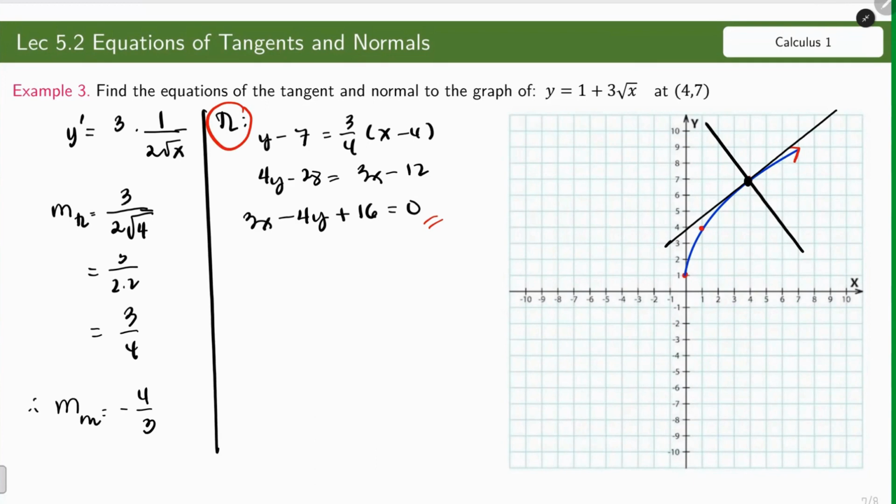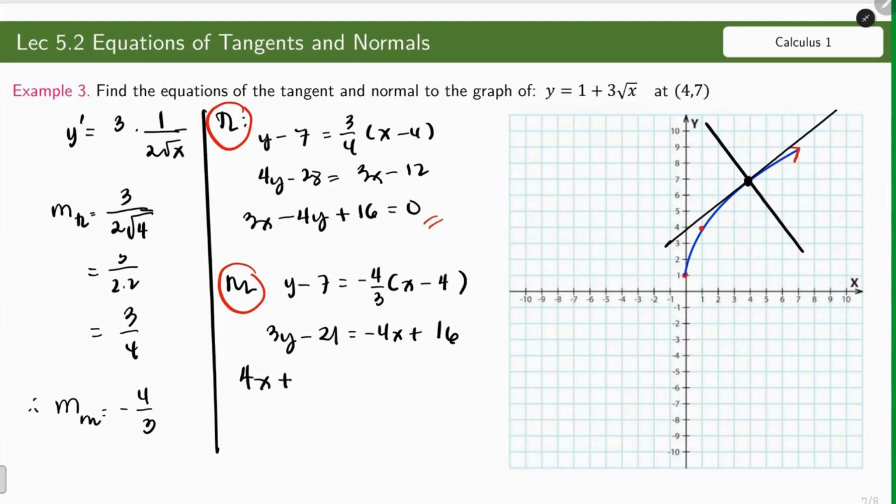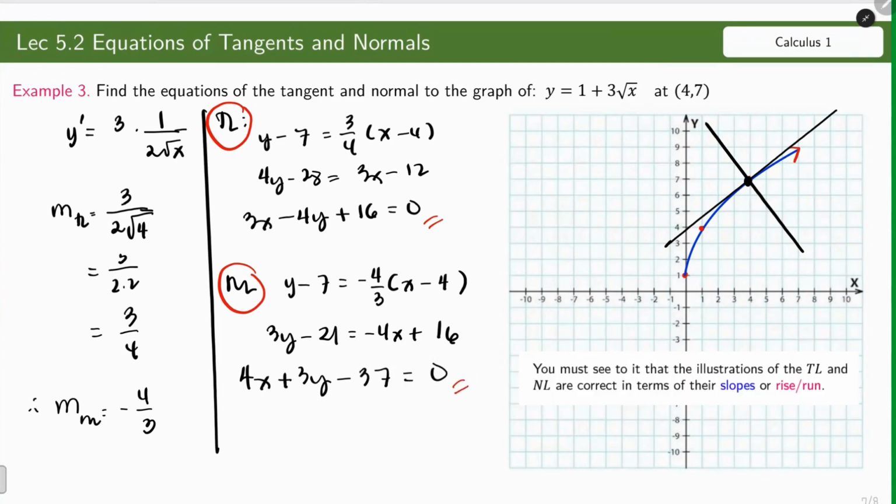For the normal line, we have y minus 7 is equal to negative 4/3 times the quantity x minus 4. Okay, we have 3y minus 21 is equal to negative 4x plus 16. Rearranging the terms, we have 4x plus 3y minus 37 is equal to 0. So these are now the answers. So let us just label this as the normal line and this one the tangent line.